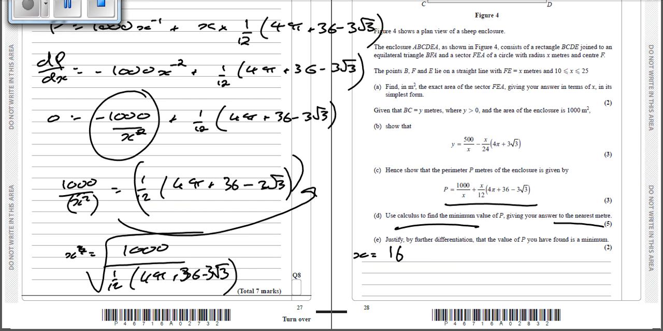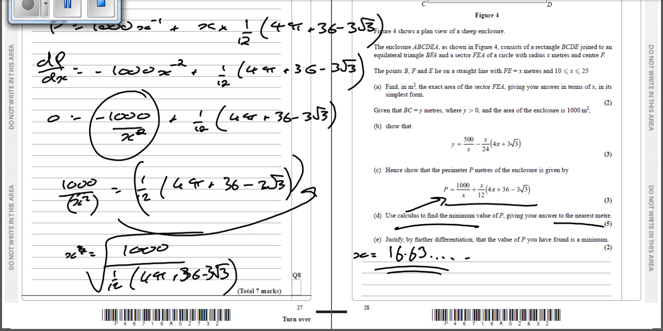which is 16.63 ... Make sure you keep the answer in there. Now, what we've worked out is the value of x. That's the value of x that gives the minimum perimeter. So now what we've got to do is substitute x back into this thing here.